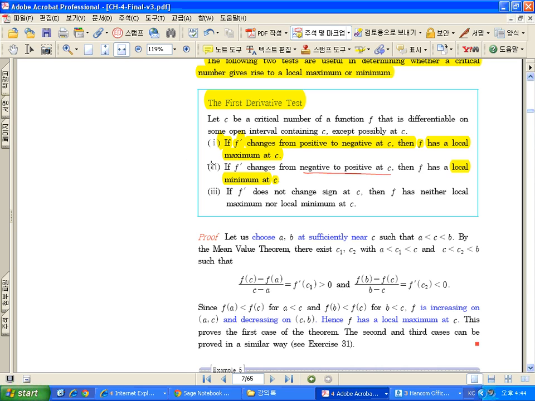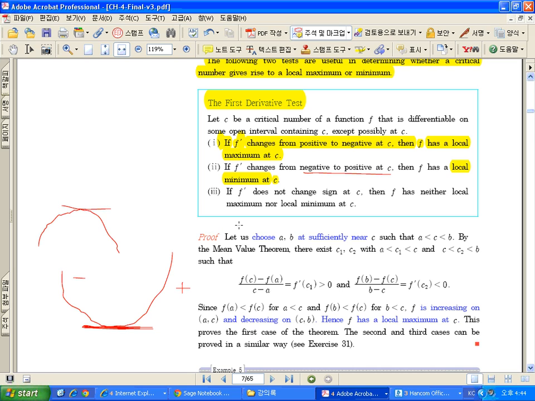As you see, if f prime, the slope, is positive, so it's increasing. If it changes from positive to negative, then definitely we should have a local maximum. If the slope changes from negative, where it's decreasing, to positive, increasing, then you see it has a local minimum.